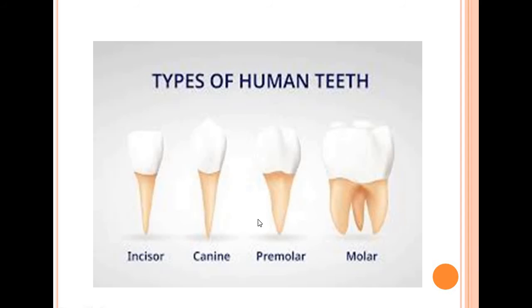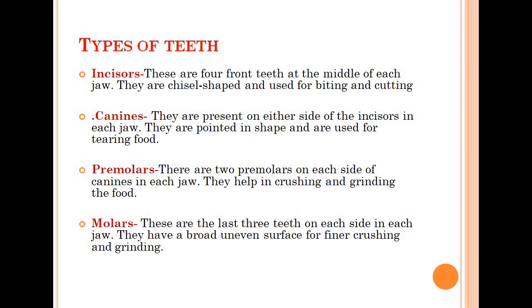What are those different types of human teeth? As you can see in the figure given, first one is incisor, canine, premolar, and molar. Clear? Now you can see the different shapes of the different teeth, and different shapes are associated with the functions of the different types of teeth. So we'll discuss their functions and structures. Types of teeth. First one is the incisors.